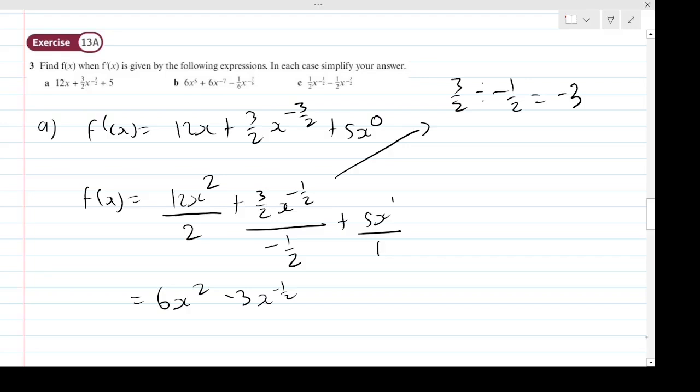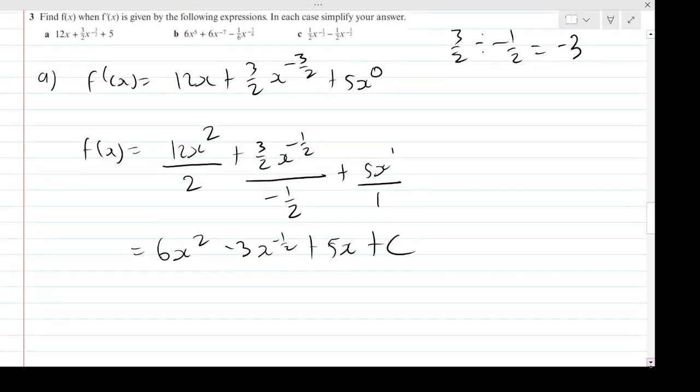Okay. You'll probably see some ugly fractions here, but just divide the top fraction by the bottom one. Okay. Right. Then we have 5x over 1. That's just 5x. And lastly, what do we need? A plus c. Cool. So again, whenever you integrate, you need to add a plus c.